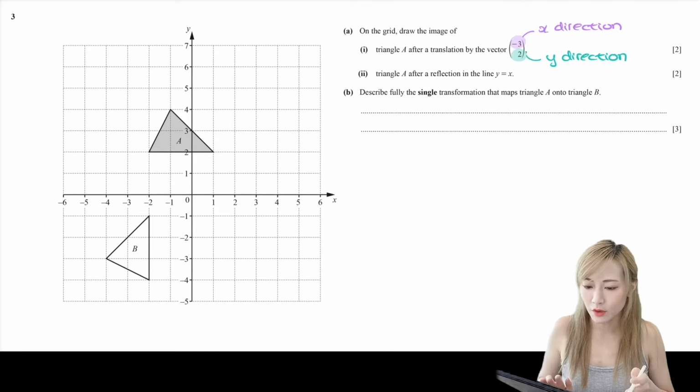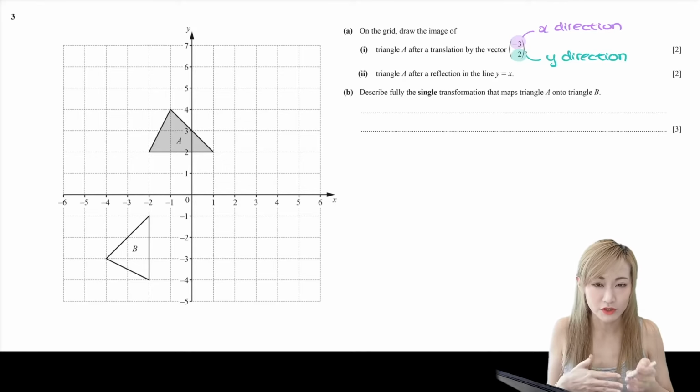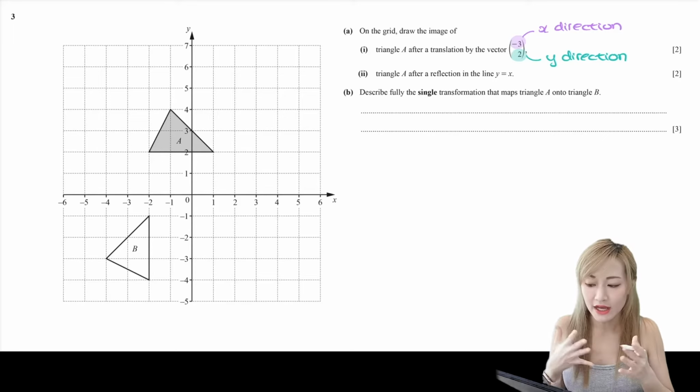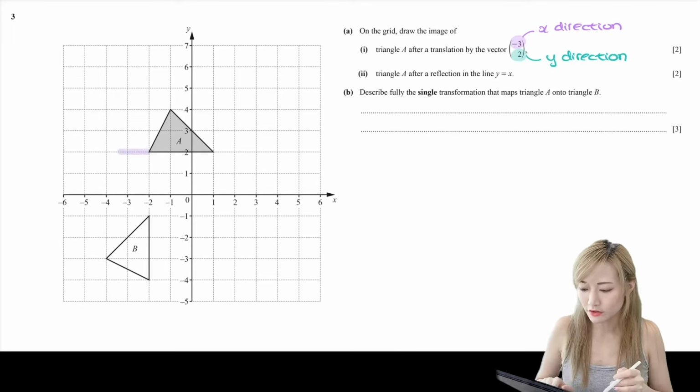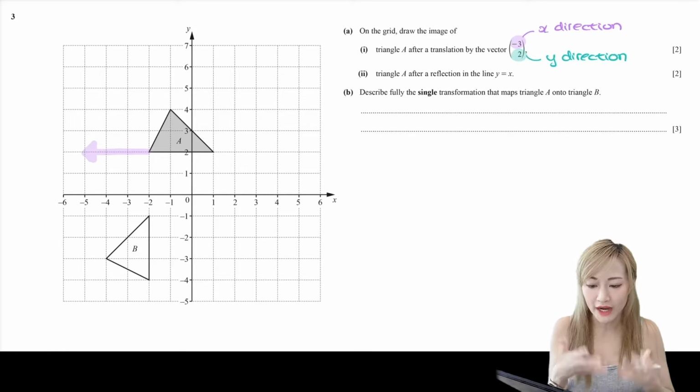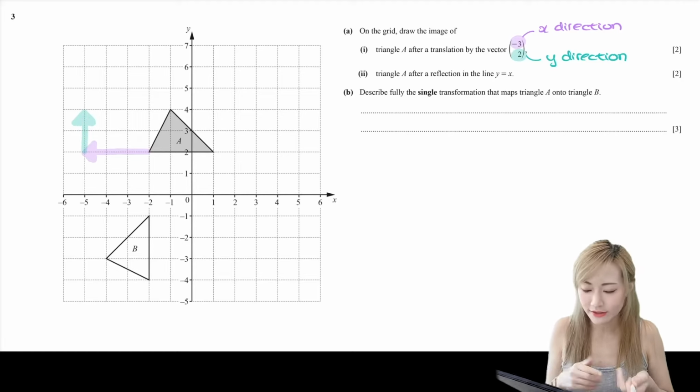So we need to go -3 in the x direction. -3 refers to the left-hand side because as you go to the left, it's decreasing x. So we're going to go to the left by 3 spaces. And then we need to go in the y direction by 2 spaces. It's +2, so we need to go upwards because upwards is increasing y. So we need to go upwards by 2 spaces.